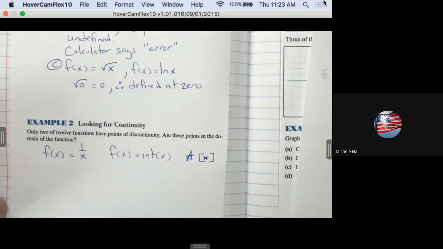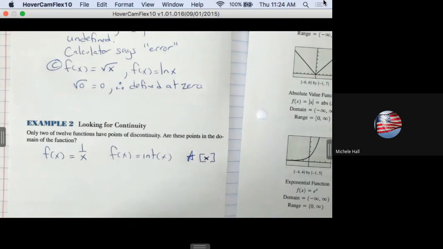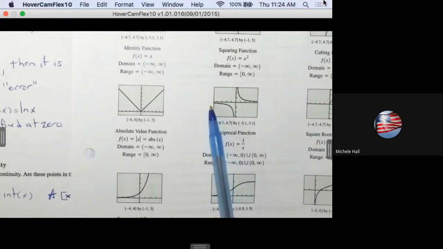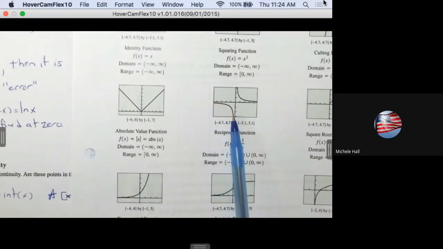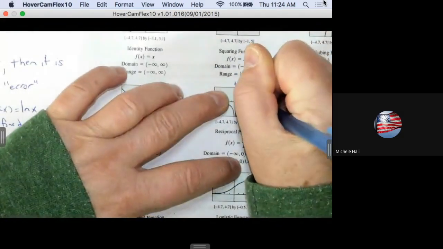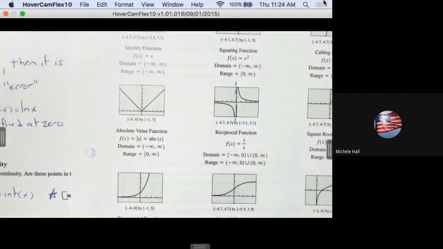All right. That is true. Are these points in the domain of the function? I'd say no, because if I was going to write the domain of the reciprocal function, I would say it's going from where to where? From negative infinity to where there is an asymptote that's here. Does it include 0? No, because it rides along that asymptote but never crosses it or touches it. So I would have to say no.